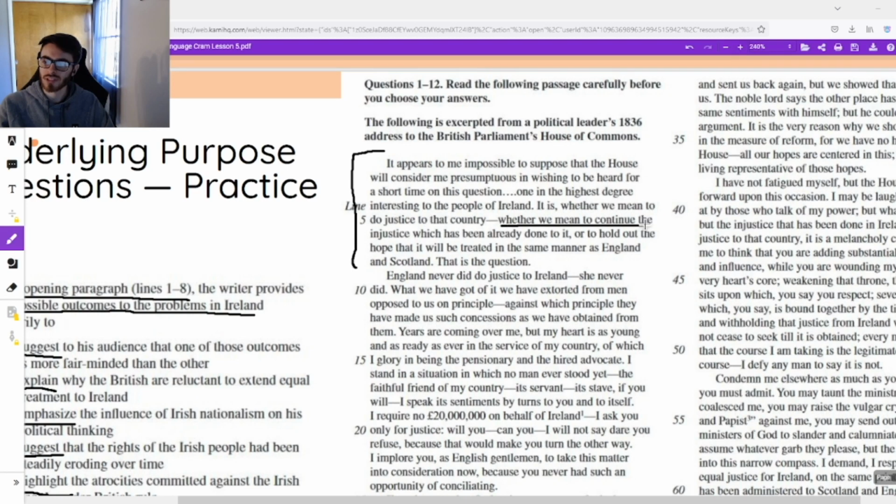Right, whether we mean to continue the injustice that has already been done, or to hold out the hope that it will be treated in the same manner as England and Scotland. Whether we mean to do justice.